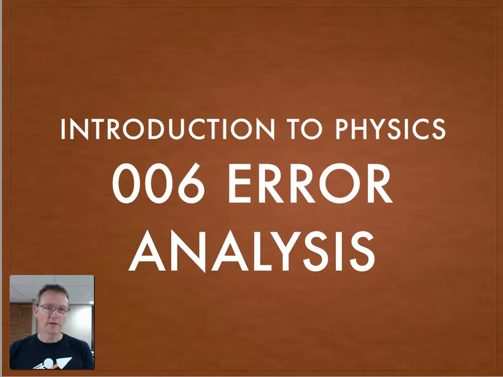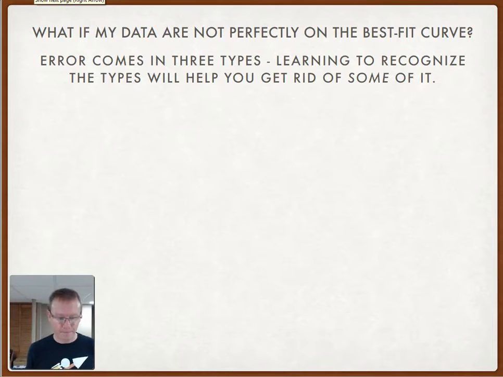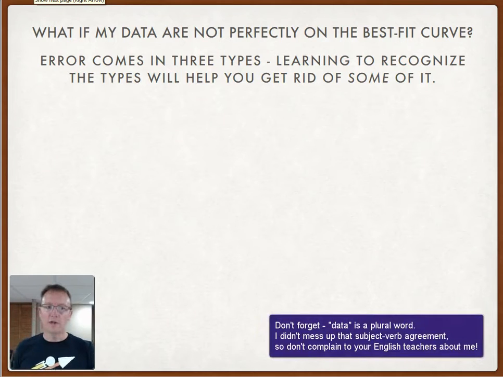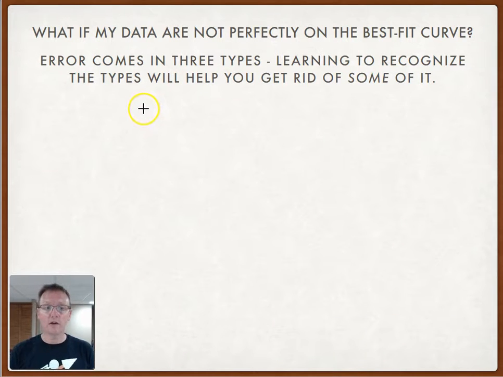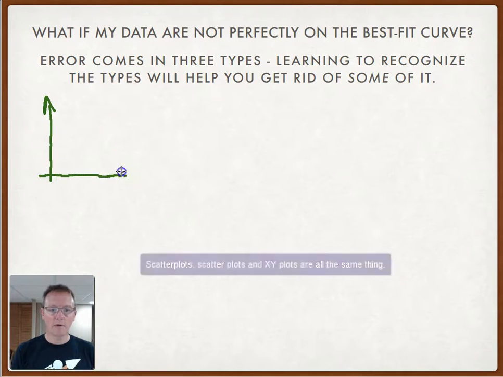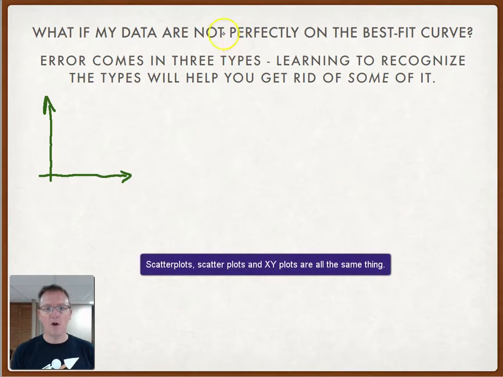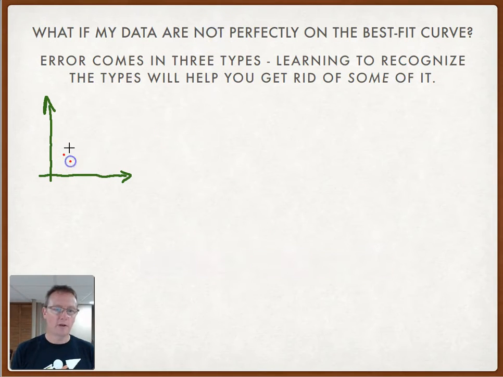All right, with that said, we're going to go on to the next slide here. My question for you is, what if my data are not perfectly on the best fit curve? You guys have now had a chance to do some data collection and then graphing analysis. So you should be familiar with scatter plots, which is something that we do in the class all the time. Let's imagine that we have a data set that looks something like this.